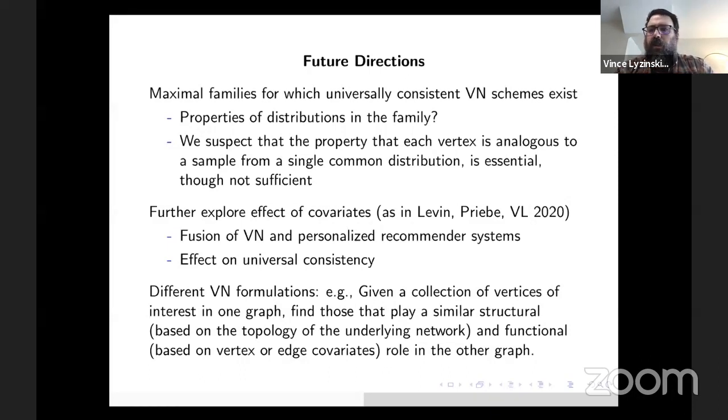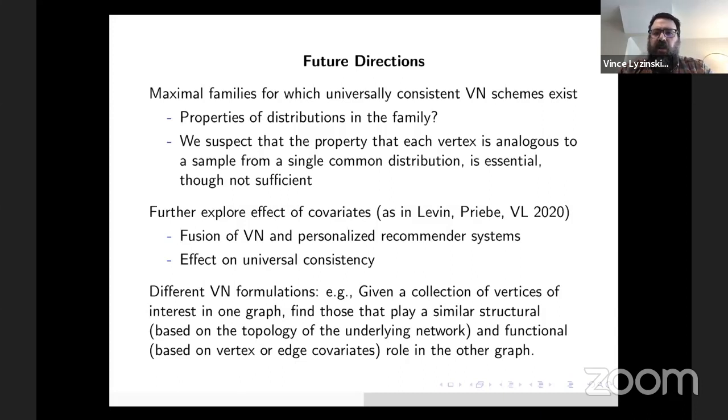And we're also going back into this idea that universally consistent schemes don't exist, but perhaps if your graphs are well behaved enough, we can find schemes that would be consistent or close to consistent if your graphs are nice enough. And so can we find sort of maximal families for which universally consistent schemes exist?